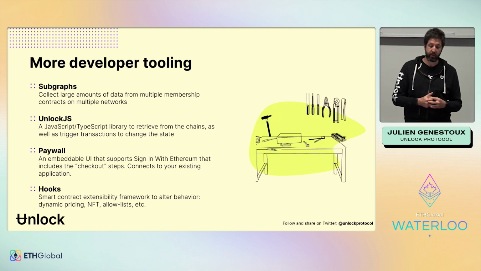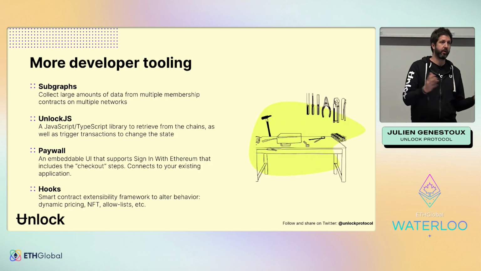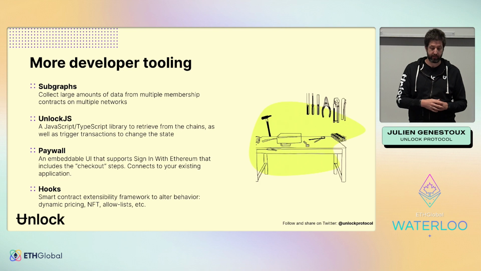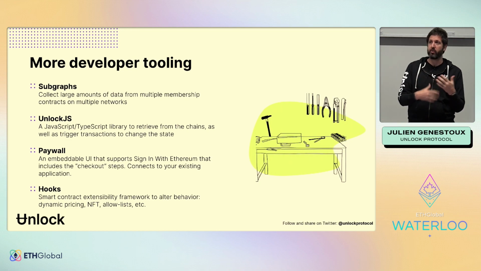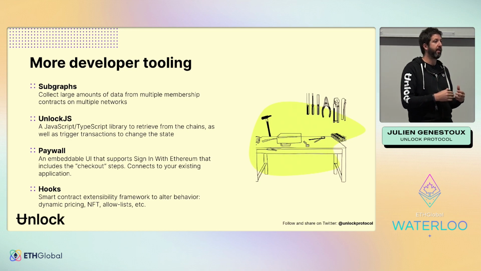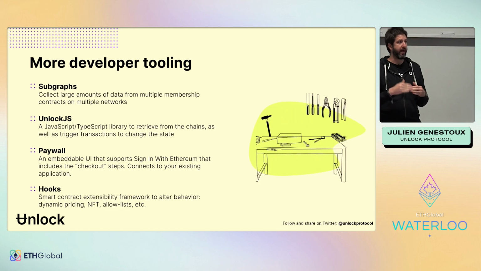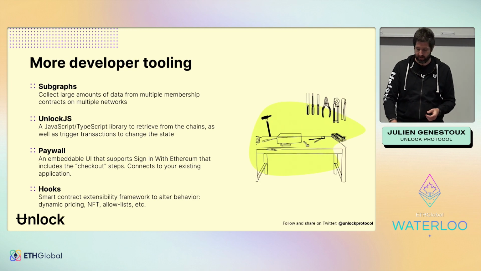We have a JavaScript library called Unlock.js that supports deploying the contract, updating them, listing things, purchasing. That's actually the library that we use in our own dashboard. We have the paywall, and we'll go through that in a couple seconds, which is this checkout UI that can be embedded on any website. And we have hooks at the smart contract level, so you can change the behavior of the contract. So for example, if you say, every time one of the memberships is sold, we double the price for the next one, that is something that can be easily done with these hooks.